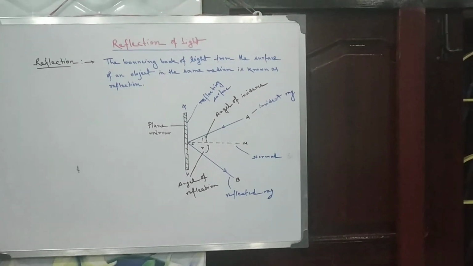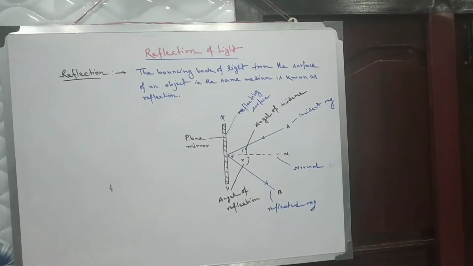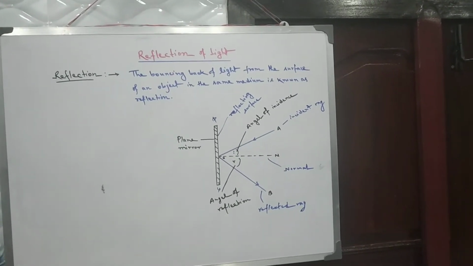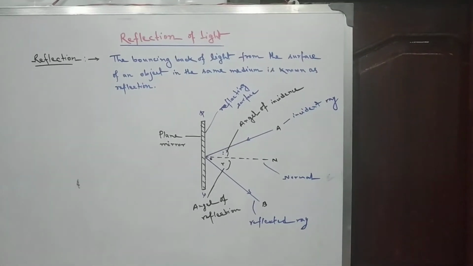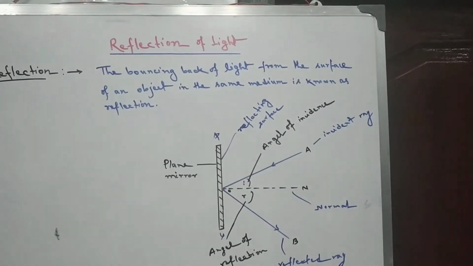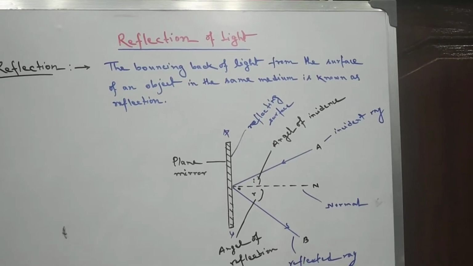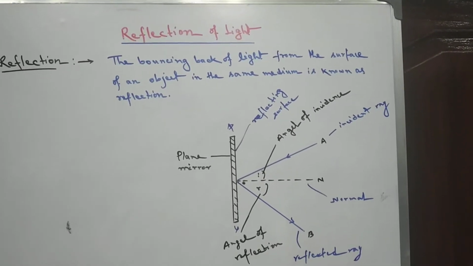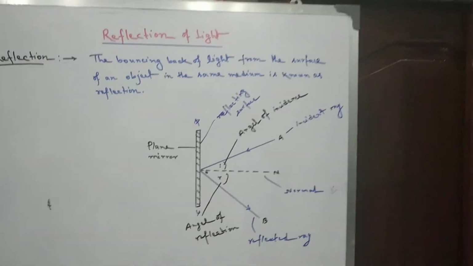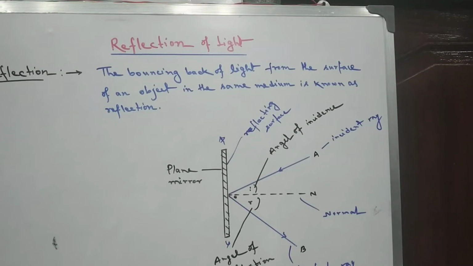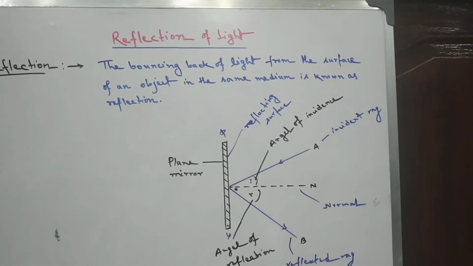Good morning, students. Here I will discuss the topic reflection from the chapter light. Now, what is reflection? Reflection is the process of bouncing back of light from the surface of an object in the same medium. Or you can say the bouncing back of light from the surface of an object in the same medium is known as reflection.